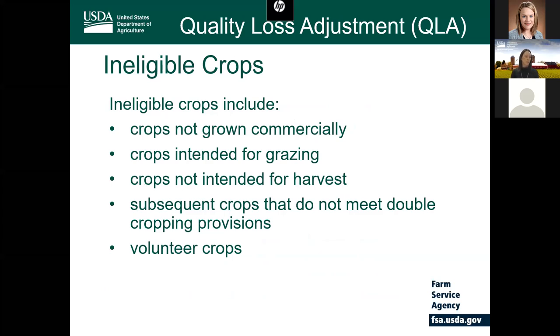Ineligible crops include crops not grown commercially, crops intended for grazing, crops not intended for harvest, and subsequent crops that do not meet double cropping history or provisions. In North Dakota, we don't have double cropping provisions, so subsequent crops are not eligible in North Dakota. And volunteered crops are also not eligible.